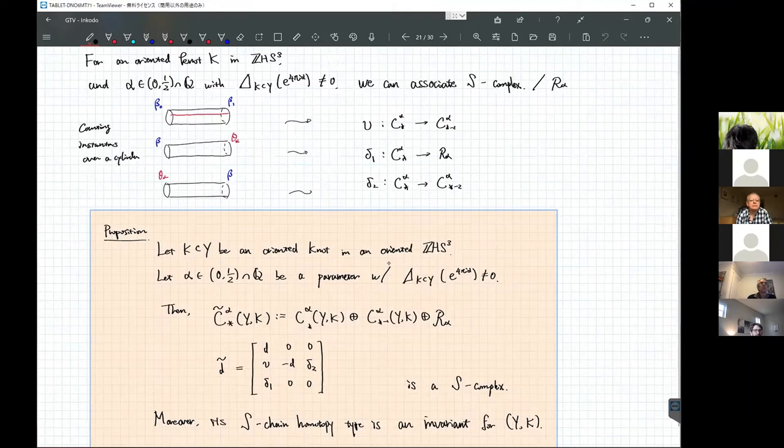Okay, so for an oriented knot in an integer homology three sphere and a rational holonomy parameter with this condition, we can associate an S complex over the coefficient ring R alpha. Then each component of the differentials of the S complex counts instantons over the cylinder, like this form. So geometrically, we can realize the S complex.